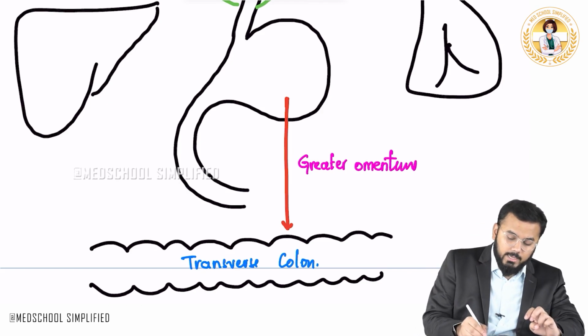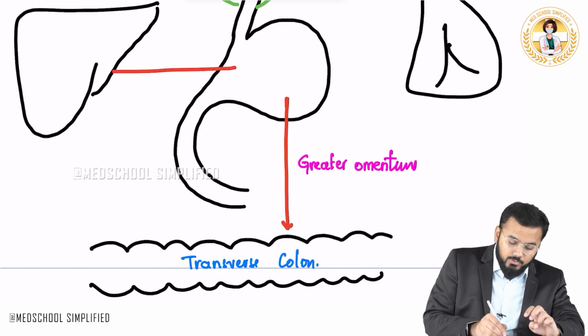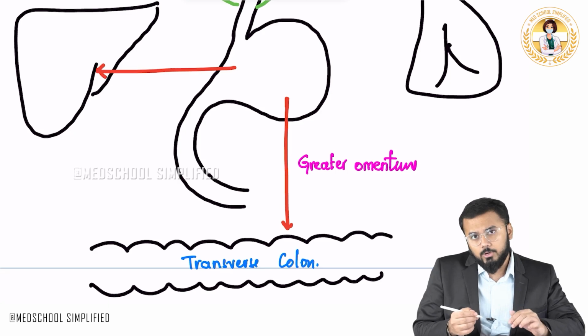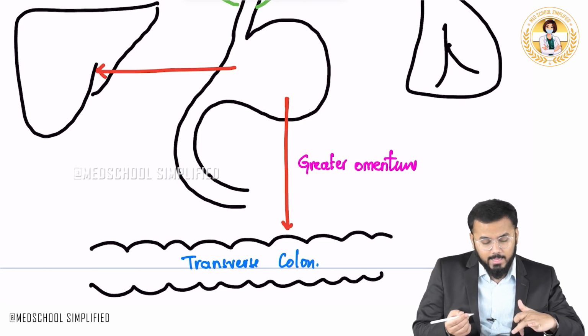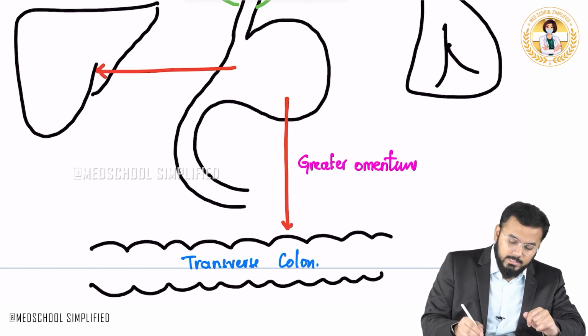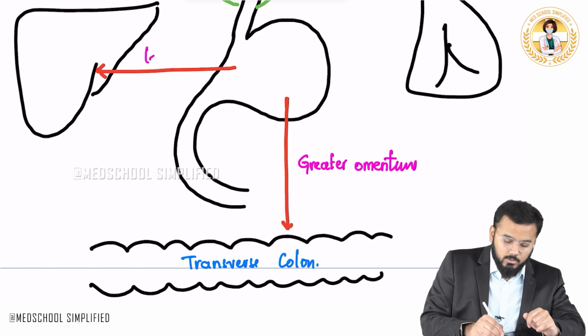For example, if the stomach is attached with the help of folds of peritoneum, and these folds are joining both the stomach as well as the liver over here, this is called as your lesser omentum. What is this called as? This is called as lesser omentum.